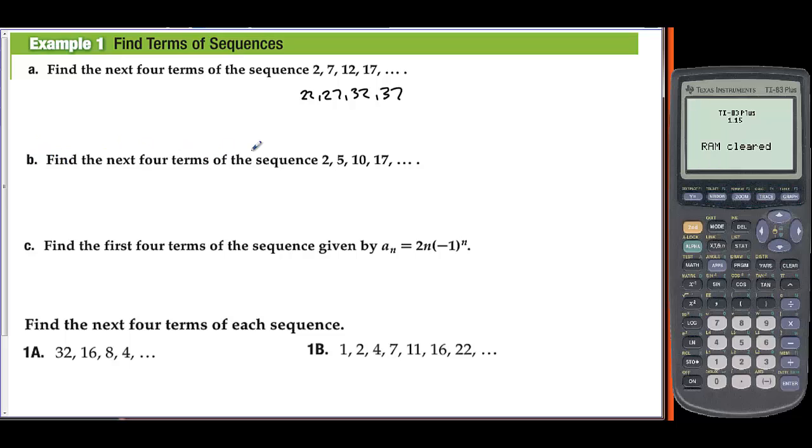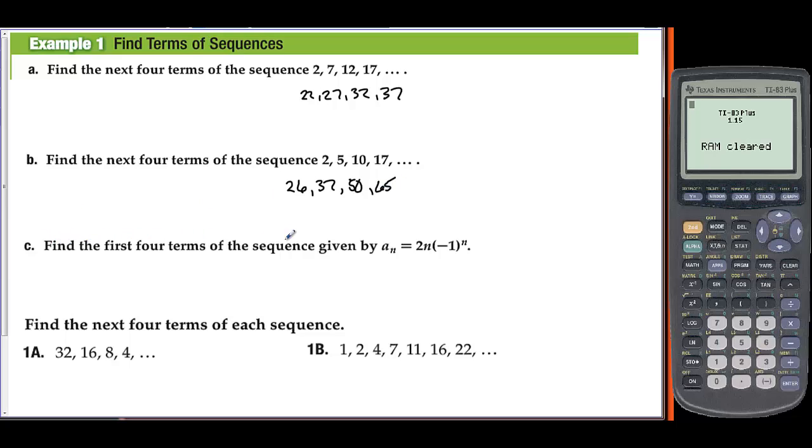B, find the next 4 terms of this sequence, 2, 5, 10, 17. Each of these is one more than a perfect square. So we have 1 squared plus 1, 2 squared plus 1, 3 squared plus 1, 4 squared plus 1. So 5 squared plus 1 would be 26, 6 squared plus 1 would be 37, 7 squared plus 1 would be 50, and 8 squared plus 1 would be 65.